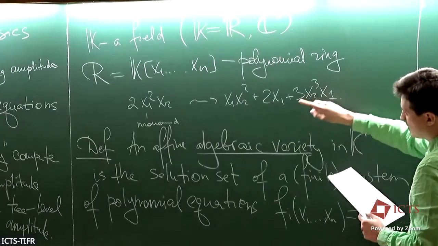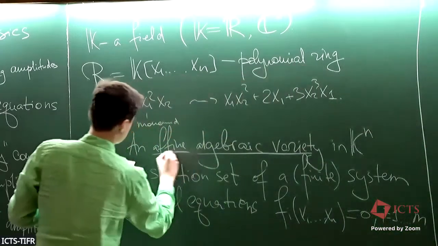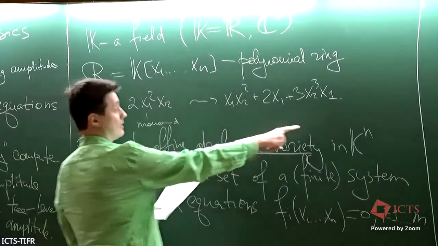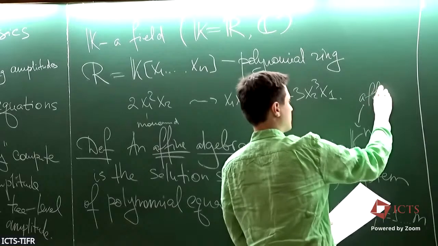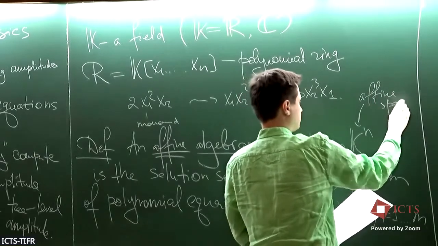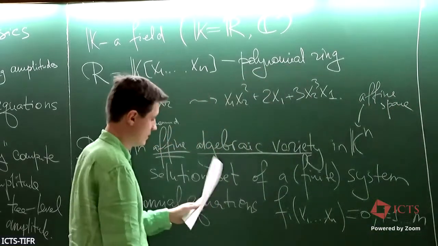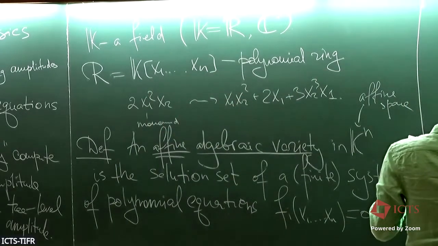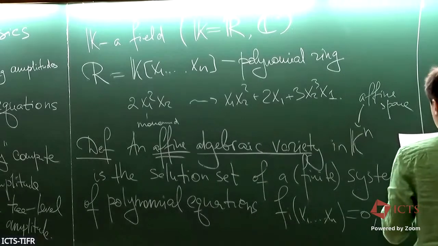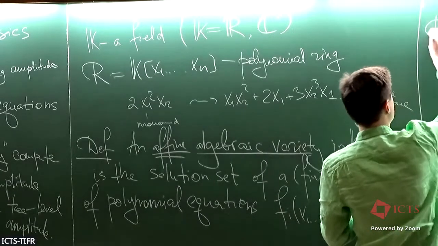So we have defined affine algebraic varieties, and affine algebraic varieties live in affine spaces. So this is kind of the affine space, and that's why they're called affine. But somehow in physics, the more relevant varieties are the ones living in the projective space. So let me define them now too.